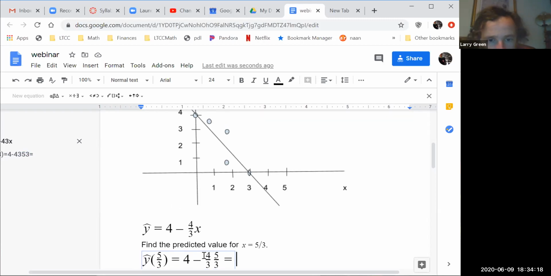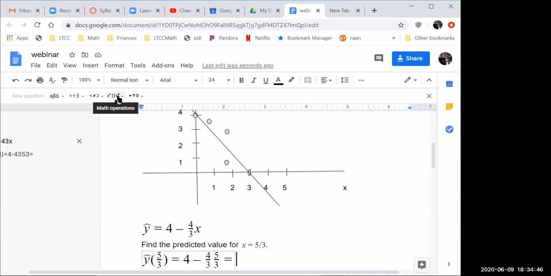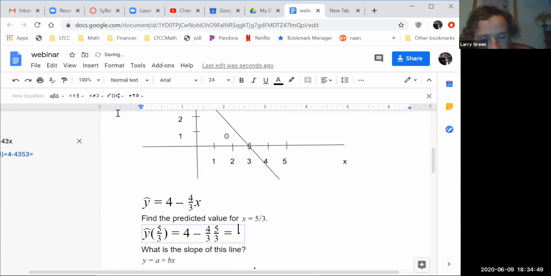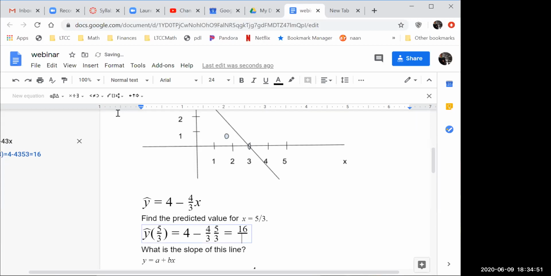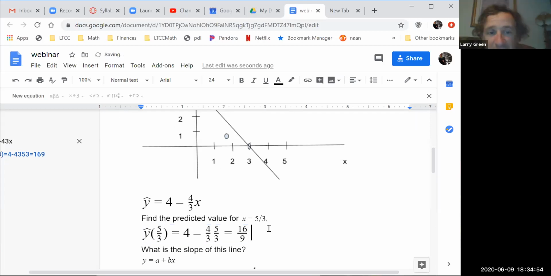So I'm just double checking. It's x squared, we're plugging in 5/3, and that's 20 over 9. That's the problem. Sometimes I'll get tricked by the chat box. 20 over 9, does that make sense? And 4 is 36 over 9. 36 over 9 minus 20 over 9 is 16 over 9. So kind of messy fraction stuff. And there's our predicted value.